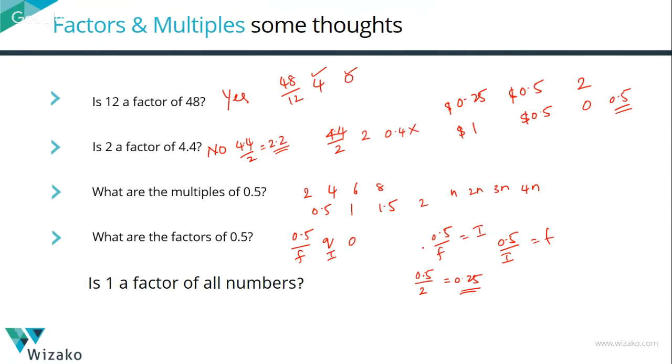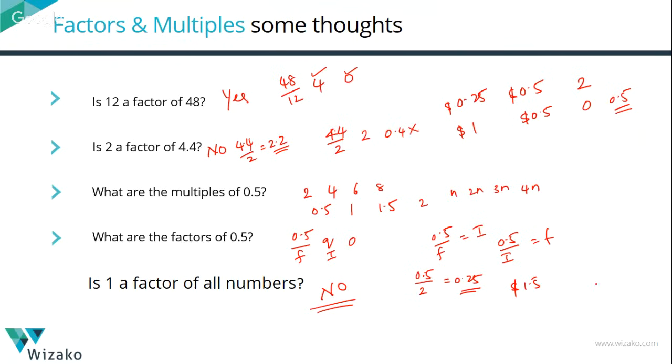So is 1 a factor of numbers which are not integers? The answer is no. Is 1 a factor of all numbers? No. 1 is a factor of all integers. It's not just 0.5. Even if I went with $1.5 with me, how many $1 chocolates will I be able to buy? I'll be able to buy one. I'll come home with 50 cents. So 1 will not be a factor of 1.5, nor is it a factor of 0.5.